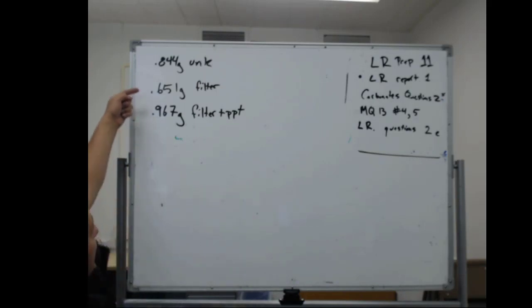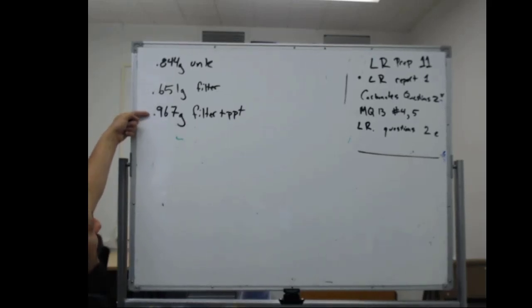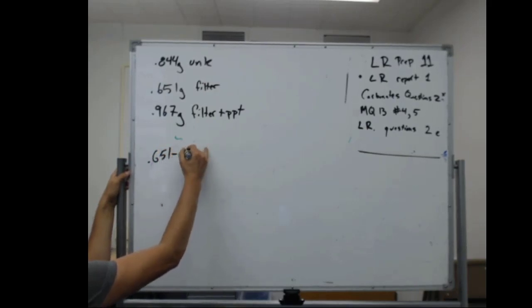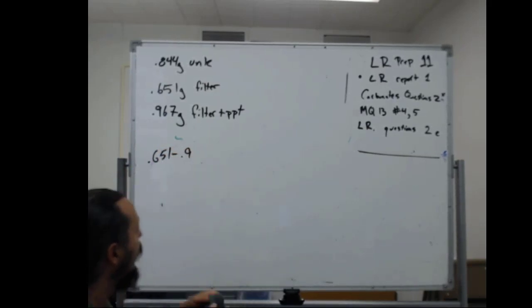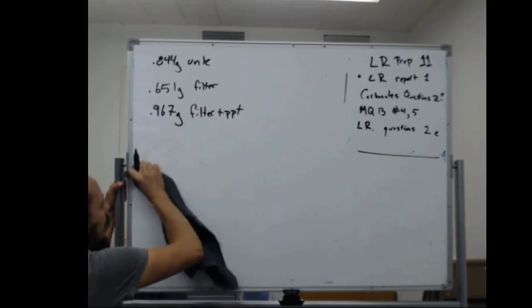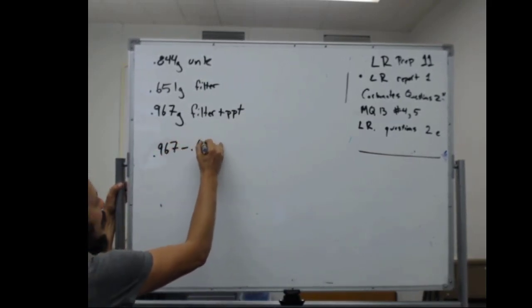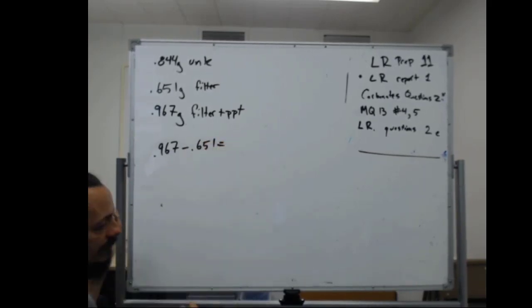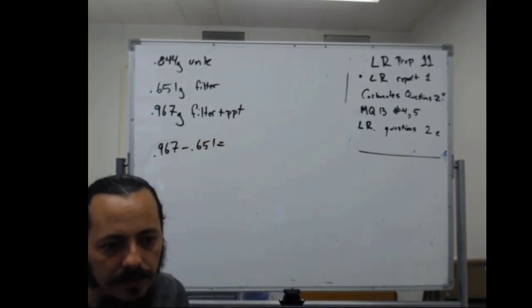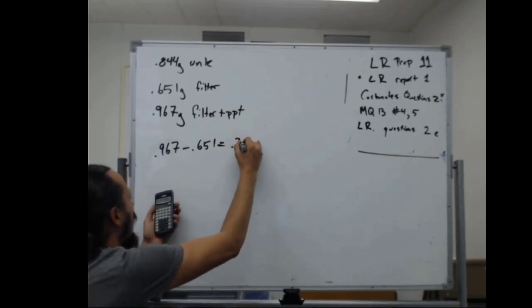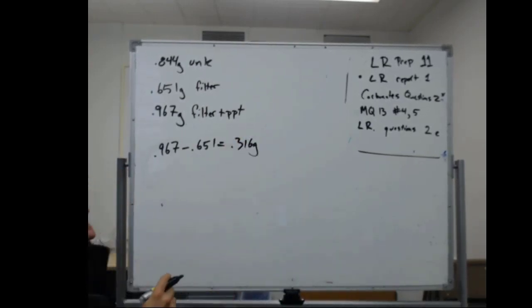Then to get the mass of precipitate, we're just going to do the mass of filter paper with precipitate minus the mass of filter paper. Math, order of operations matters. 0.967 minus 0.651. And I'm going to get 0.316 grams.